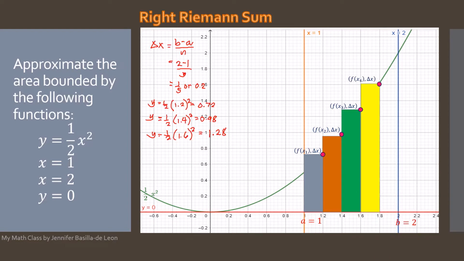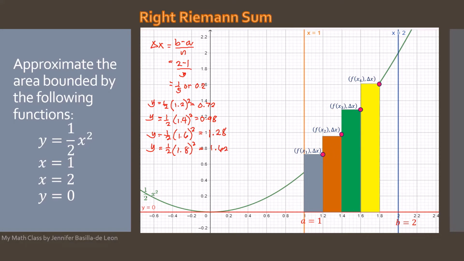With this, we would be able to get 1.28. Now to get the length of the fourth rectangle, we will evaluate the function at x equals 1.8. So we will have 1/2 times 1.8 raised to the second power. That will give us 1.62.